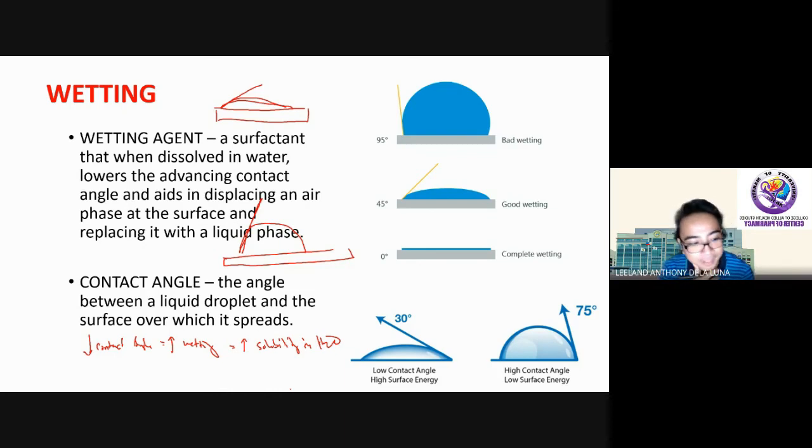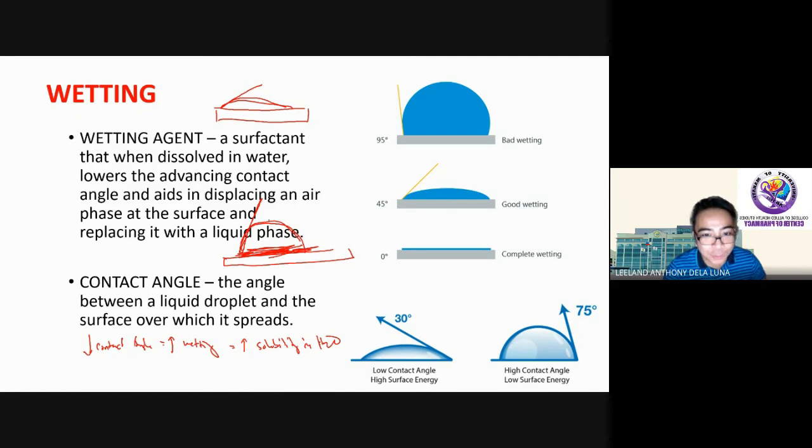Ito na lang magandang example dyan eh. Naglagay ka sa platito, sa plato, nilagyan mo ng margarine sa tuktok. Tapos nilagyan mo ng droplet of water. Diba sabi ko sa inyo, uumbok yan ng bongga. Mataas ang contact angle niyan. Budburan mo to, class, ng Joy. Put a drop of Joy liquid soap. Because Joy liquid soap is a detergent. It's actually a surface active agent.